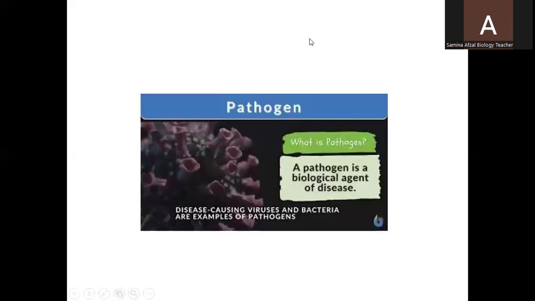First of all, pathogen. A pathogen is a disease-causing agent. Simply, we can say that a pathogen is a biological agent of disease. Examples can be bacteria, viruses, and fungi. All of them are pathogens which cause different types of infections in living organisms.